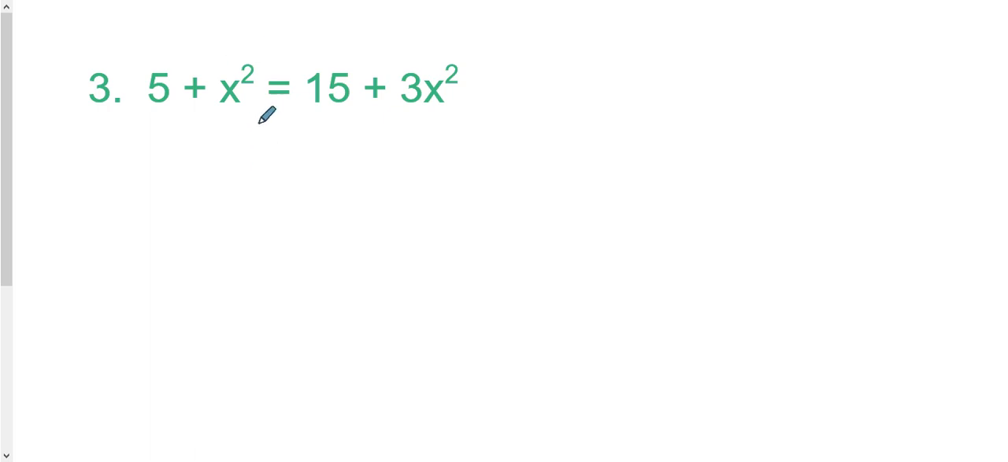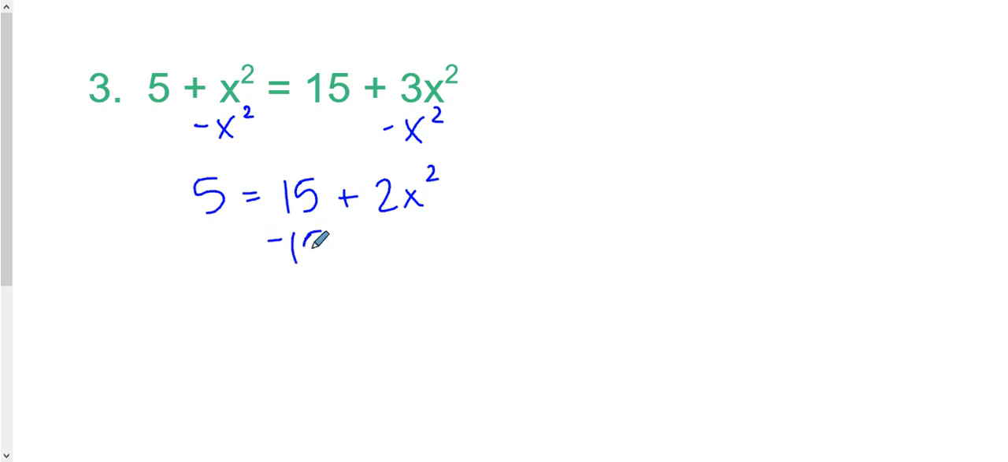All right, let's check in. Again, I'm going to get those x squareds together. If you started off with something different, that's okay. Give me just a second and we'll make sure we end up at the same place. 3x squared minus x squared gives me 2x squared. And then I'm going to subtract this 15 over here, which would give me negative 10 equals 2x squared.